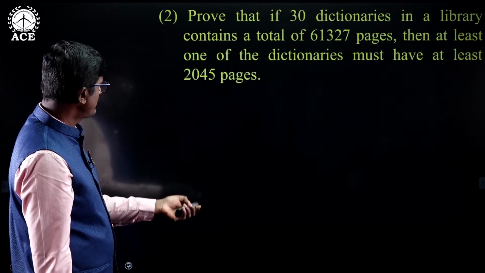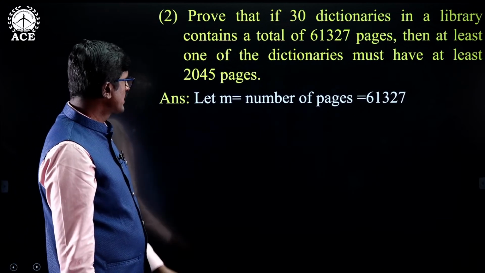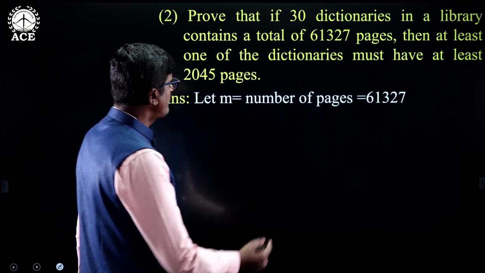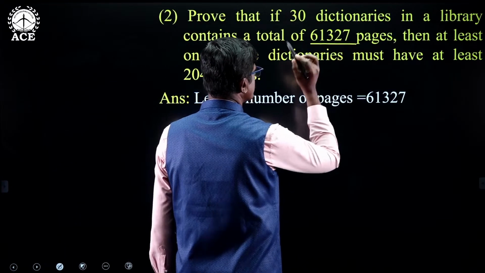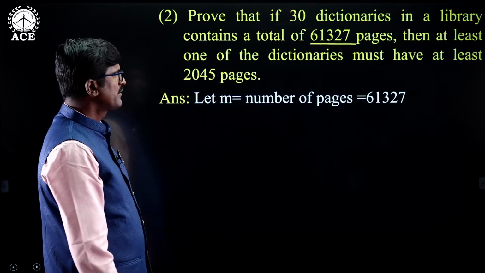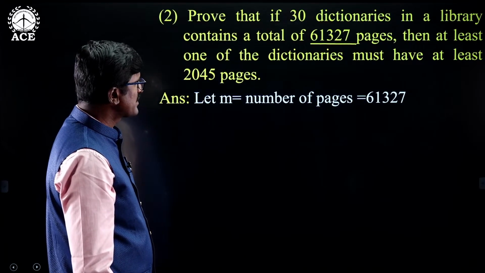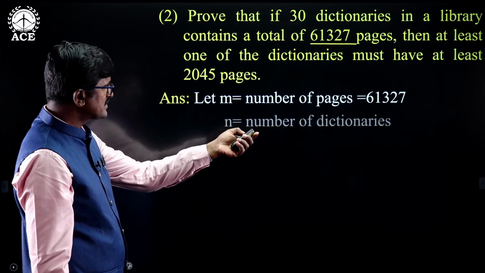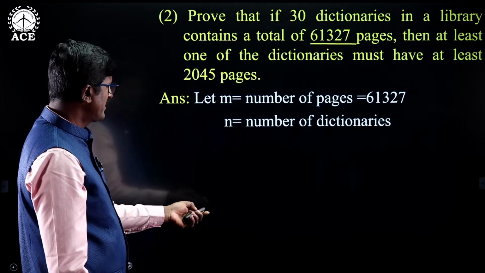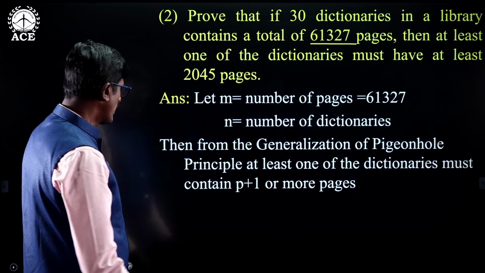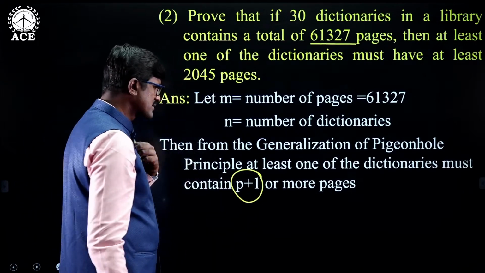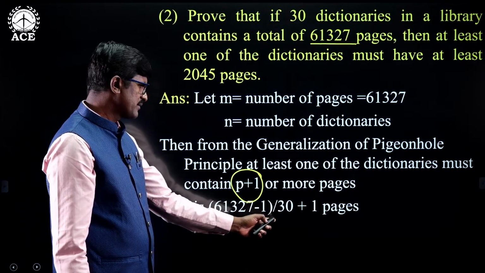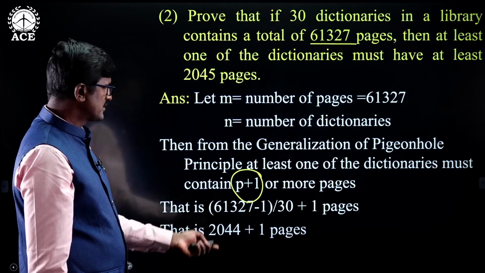And this is another problem. Here they have proved that if 30 dictionaries in a library contain a total of 61,327 pages, then at least one of the dictionaries must have at least 2045 pages. So the m value is 61,327, the n value is 30, then one dictionary must contain p plus 1 or more pages. Here p is equal to (61,327 minus 1) divided by 30, plus 1, and this is the answer. So this is a simple problem.